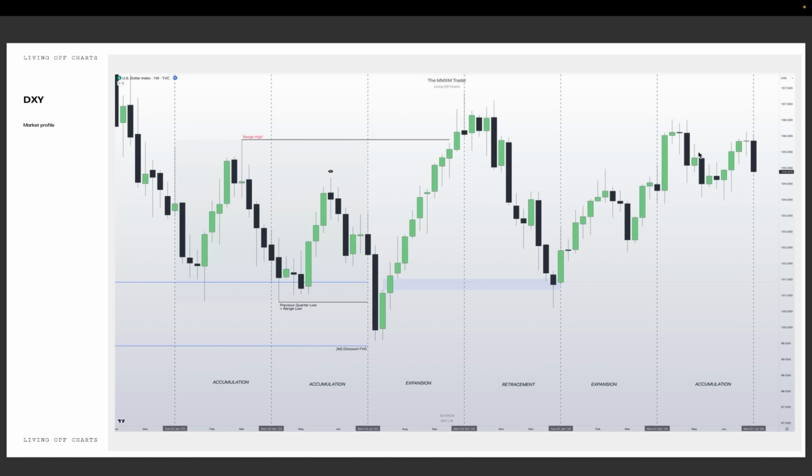And you can see price then did end up consolidating for 3 months here. This is the open of the quarter, this is the close. It stays within this range here.